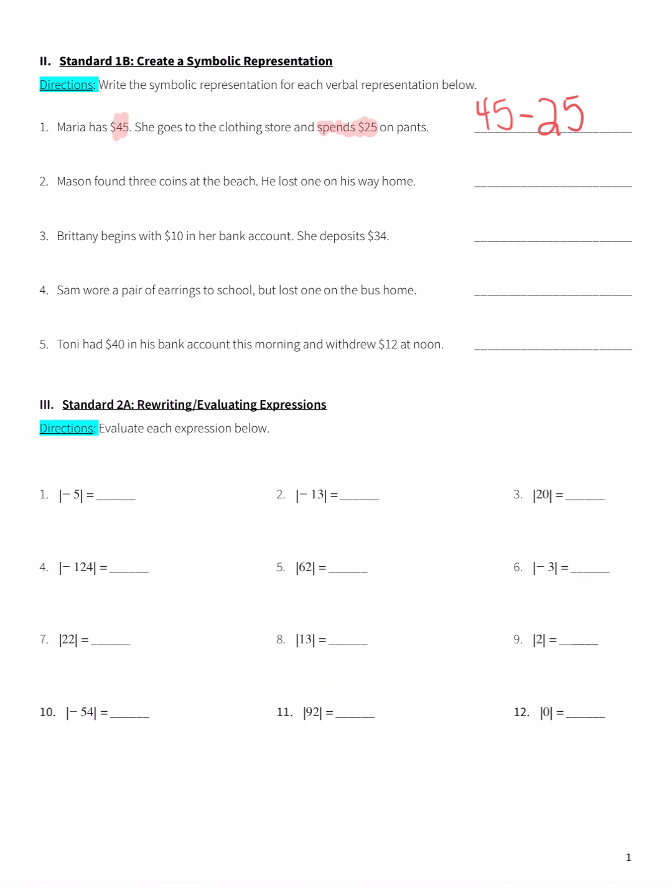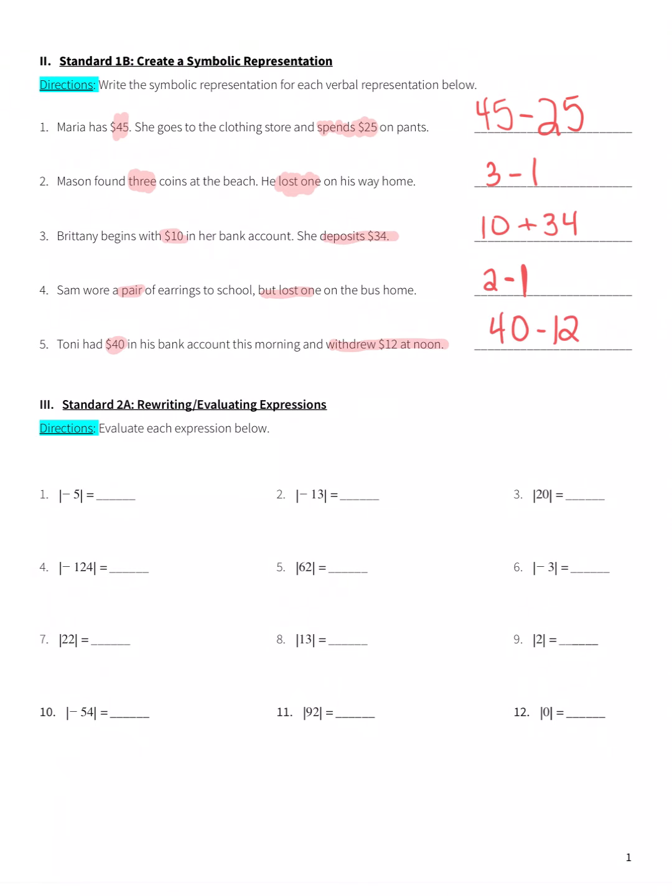Let's do one more together. Mason found 3 coins at the beach. So he starts with 3 coins. He lost one on his way home. We know that he starts with 3, and then he loses 1. If you are losing something, that means you have less. So that is subtraction. 3 minus 1. So copy this into your notes, and then pause the video and complete these 3 on your own.